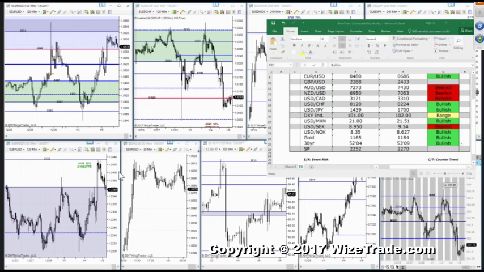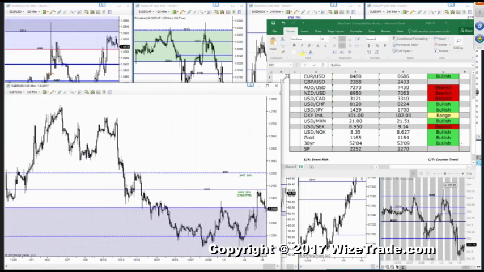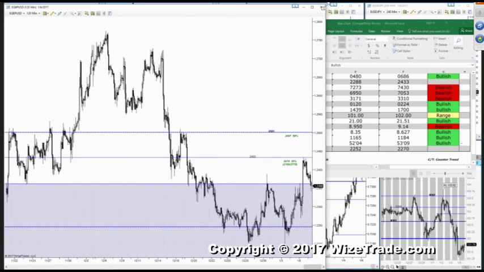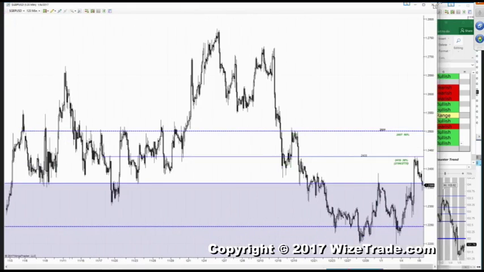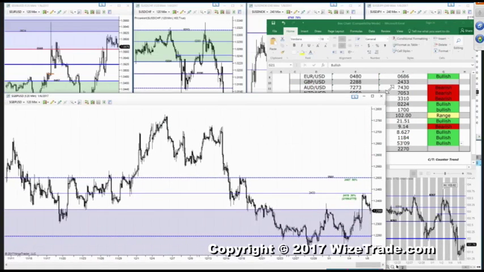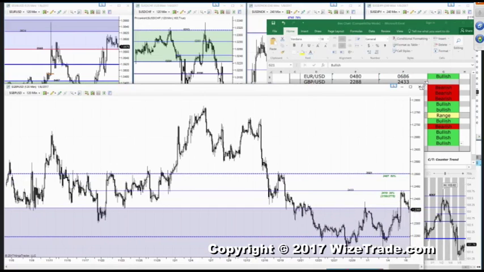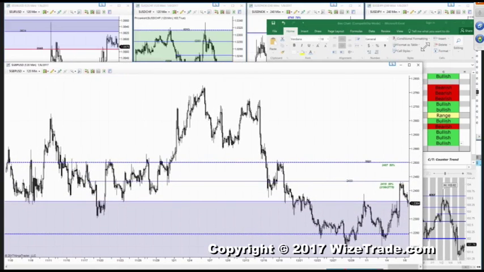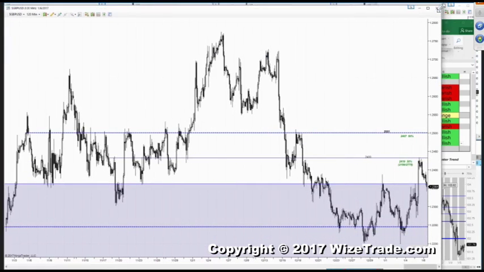So let's go and take a look here at the cable. We kind of touched on this before we went on the break. As I mentioned to y'all, let me pull this back in here. You see here, right there at the top, support at 2288, resistance 2433. And as I mentioned before, I switched over to a new computer.